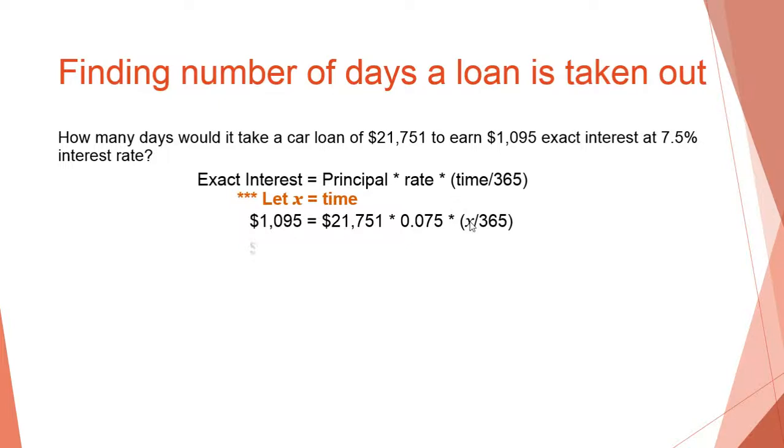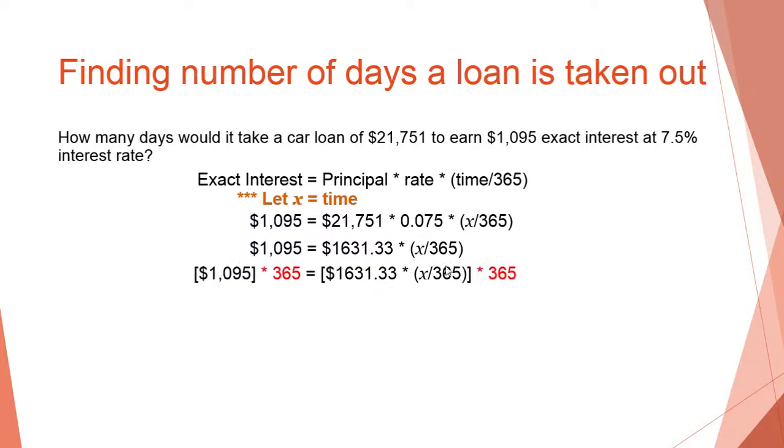So let's combine like terms first. $21,751 times 0.075 gives us $1,631.33. Now that we have that, we can get rid of the 365 by multiplying it on both sides. Remember, opposite operation. That's why I ended up multiplying it.